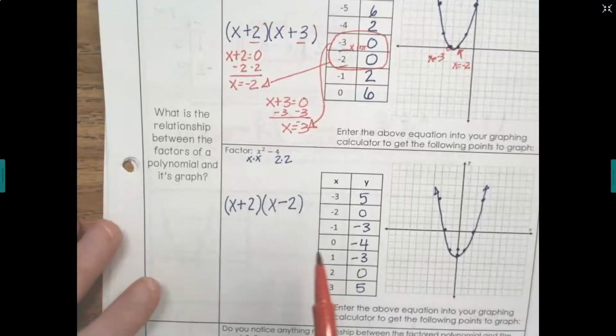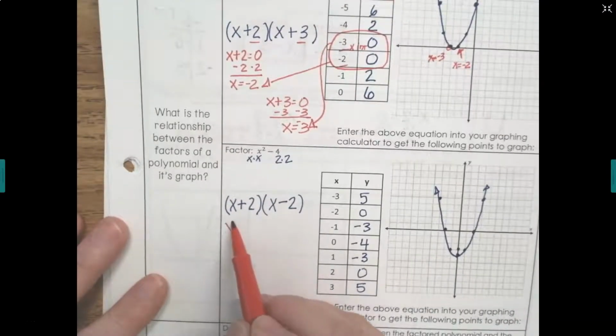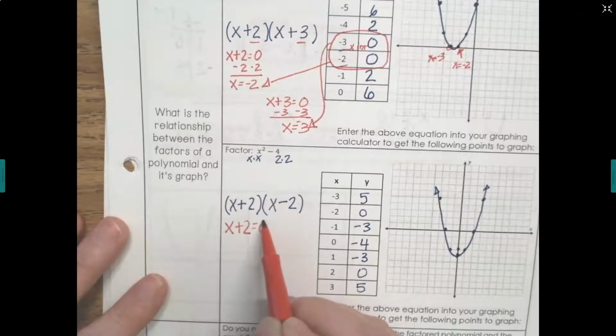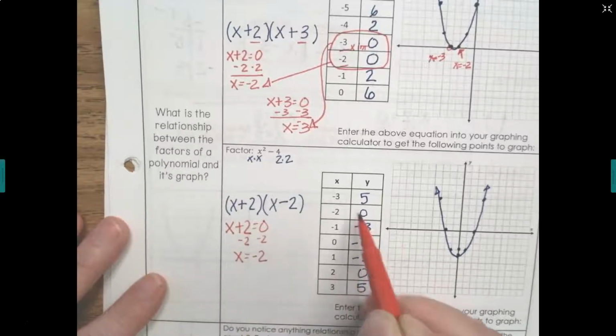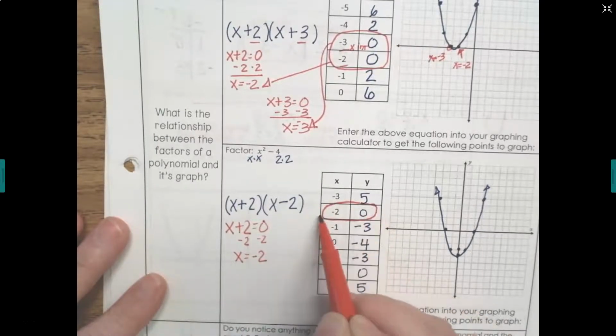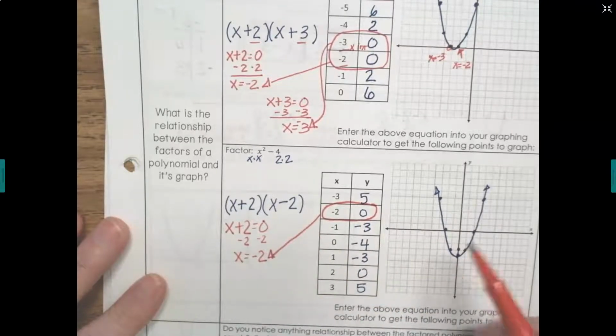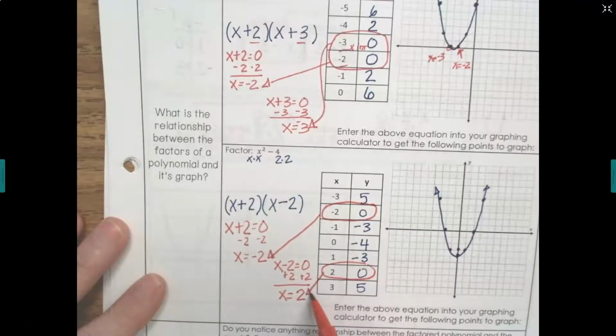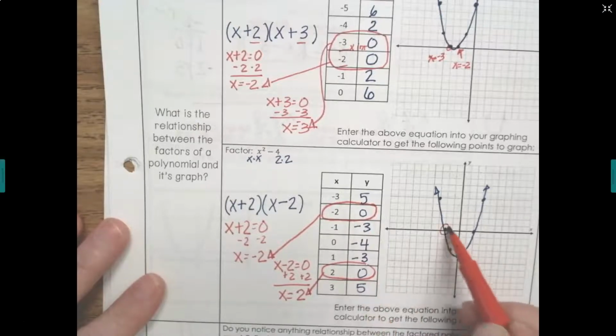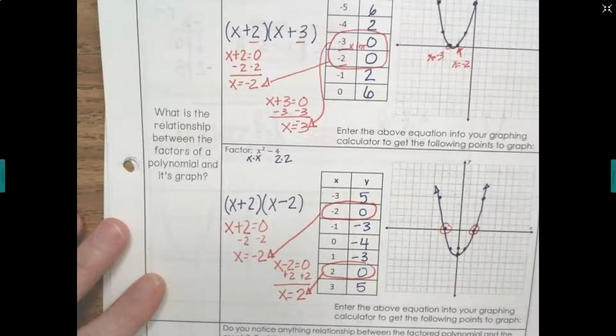Same idea. We're going to take each factor and set it equal to 0. X plus 2 equals 0. So when I solve it, I get x equals negative 2. That's this x-intercept right there. That's where the number comes from. Then I have x minus 2 equals 0. So when I solve it, I get x equals positive 2. And that's this guy right here. So the factors tell us what we would see in the table of values, and it's where the graph crosses or touches the x-axis.